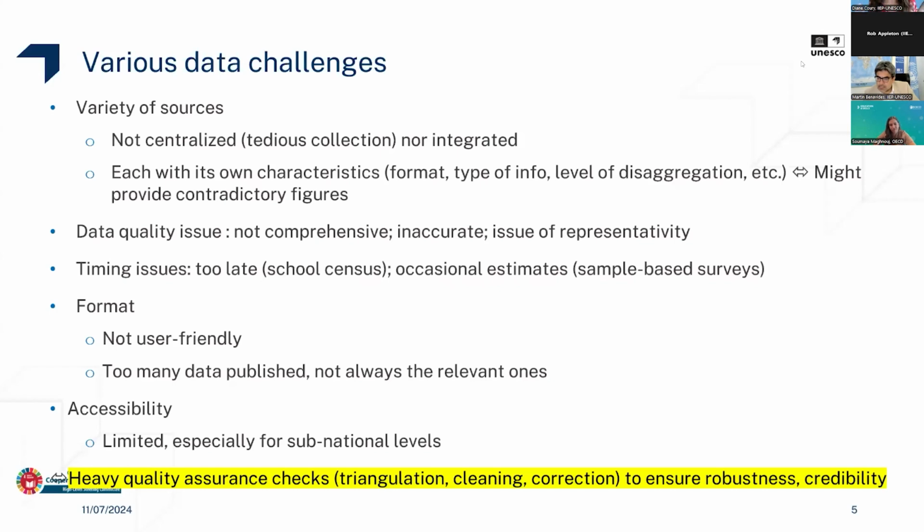So this is to say, we are facing a lot of challenges. What we have to do in order to ensure this robustness is a lot of quality assurance checks, trying to use as many types of information that are available to us, triangulate them, clean them, and correct them eventually to ensure robustness and credibility.